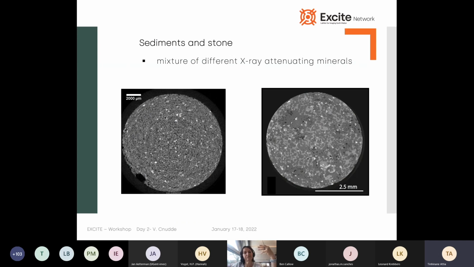But in reality, if you go here to rock material or sediments, on the left you have a sediment sample scanned with CT. On the right, it is a stone material. In reality, what you get is you see different gray values, which are linked to different attenuation coefficients. And you can clearly see what is in black is pore space. What is very bright, you know that this is something which is highly attenuating. So this could be something with a high average atomic number, but you do not know exactly what it is.